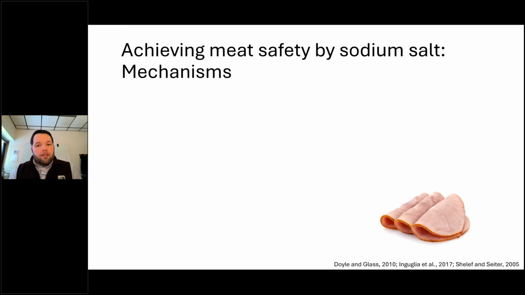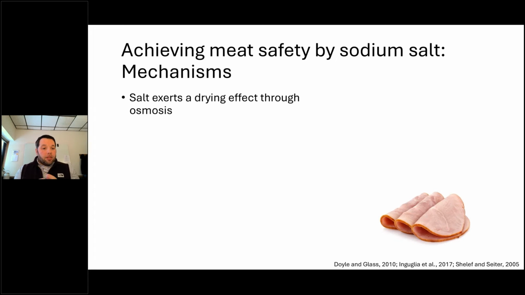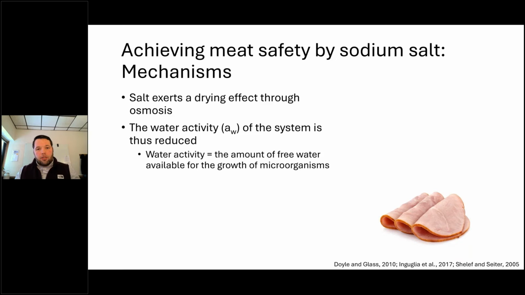So achieving meat safety by the use of sodium salt. What are the mechanisms? Well, as previously mentioned, salt in a meat system, as in any other food system, is going to exert a drying effect through osmosis. That drying effect will lower the water activity of the system. So when we lower the water activity, there simply is not enough free water available for microorganisms to grow.